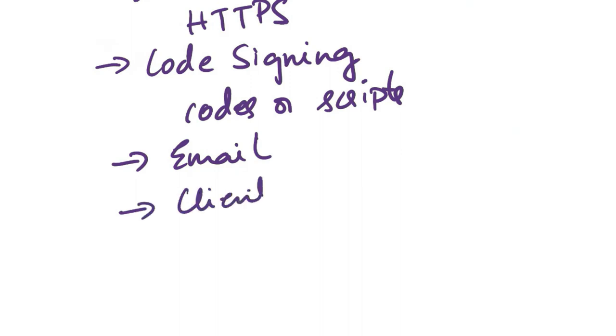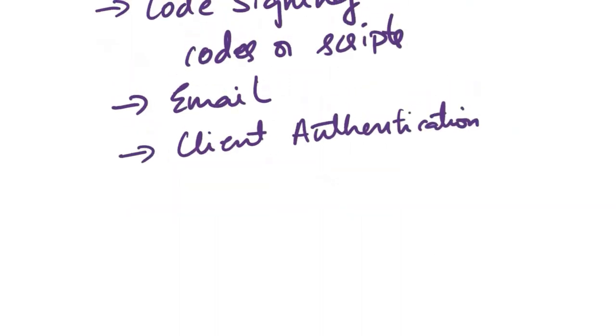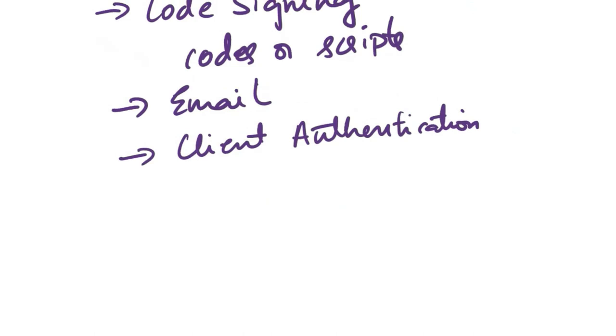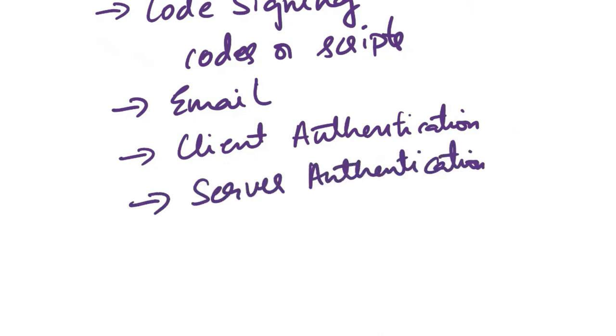Next, client authentication certificates. This is employed for verifying the identity of individuals accessing secure systems such as VPNs or online services. They are commonly used in two-factor authentication systems. Next is server authentication certificates. This ensures that the server you are connecting to is indeed the server it claims to be. This is crucial for secure website browsing.